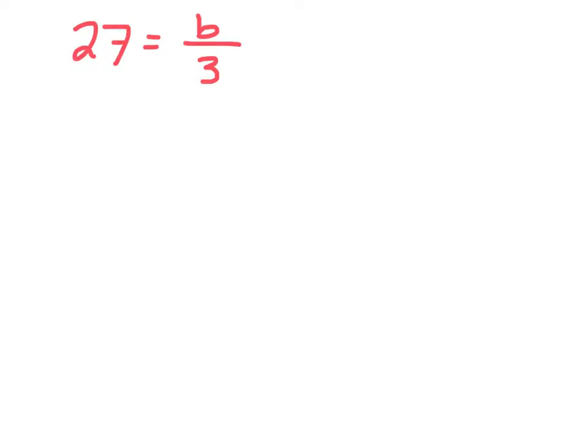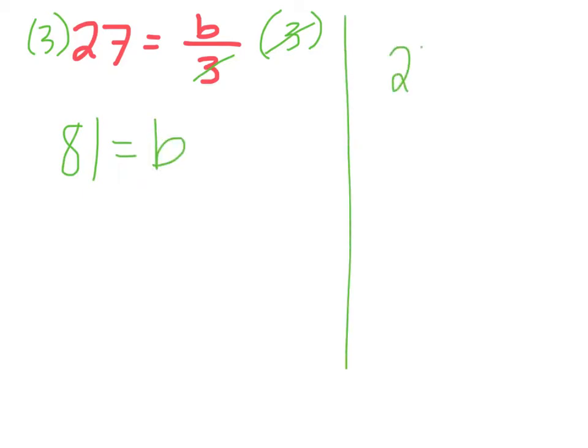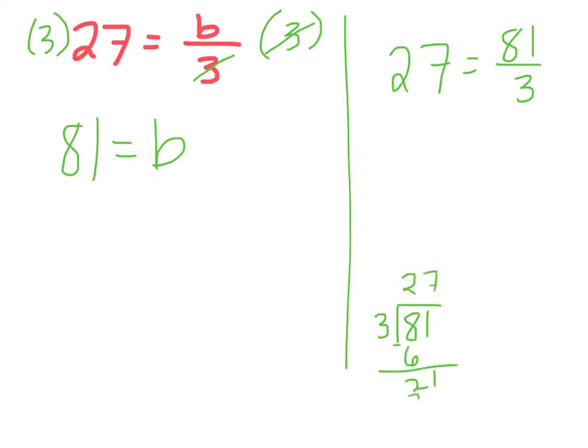Next equation, 27 equals b over 3. b is being divided by 3. The opposite is times 3. Those cancel. Over here I have 81 equals b. And I check it. 27 equals 81 over 3. Now somewhere on my paper I should probably have 81 divided by 3. Goes in 2 times. Minus 6, 21, 7, 21, and so 27 equals 27.